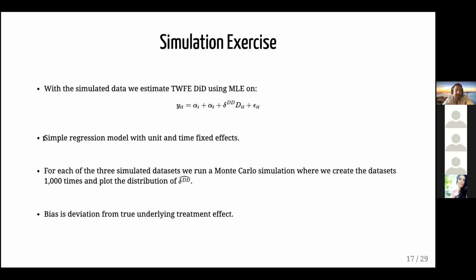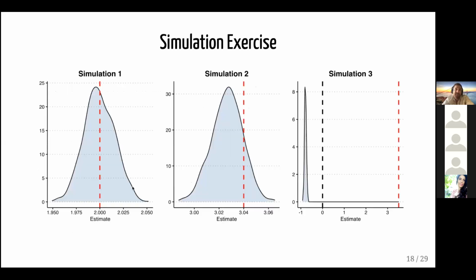This is again what you see in a two-way fixed effects difference-in-differences model. For each of these data sets, I run a Monte Carlo simulation. All that means is that I re-simulate this data 1,000 times. Then I plot the distribution of delta DD. The bias is the deviation from the true underlying treatment effect. I know exactly what the treatment effect is here because I increased all of these units by a simulated amount. And this is what we see.